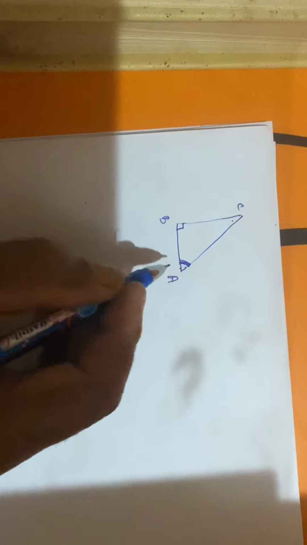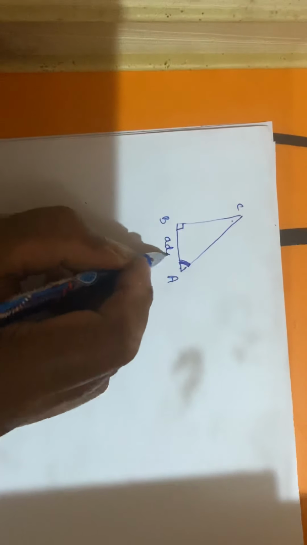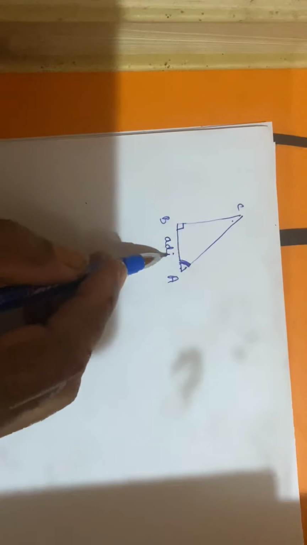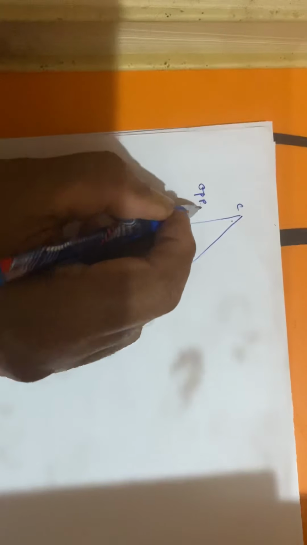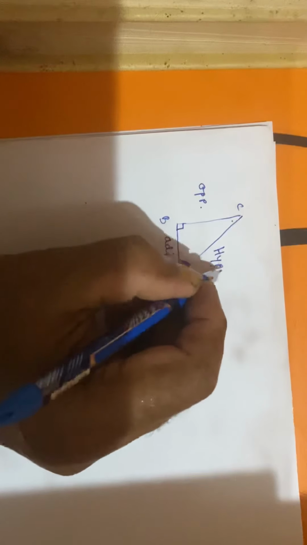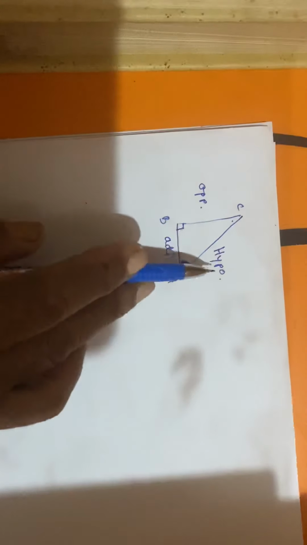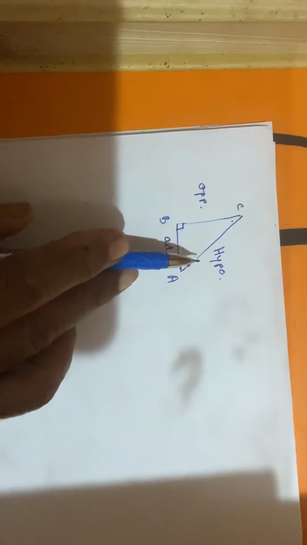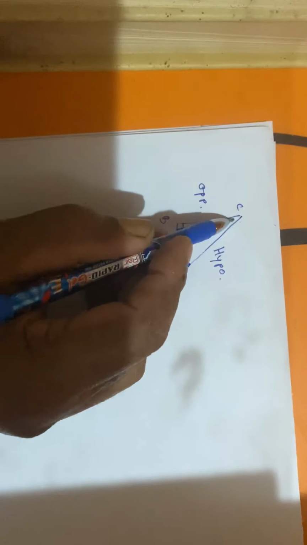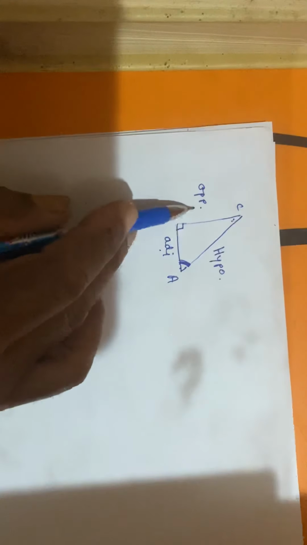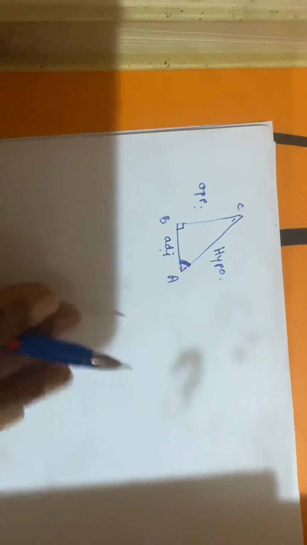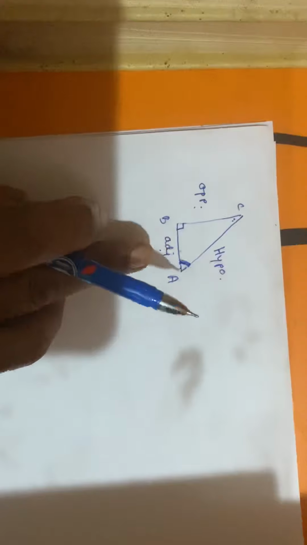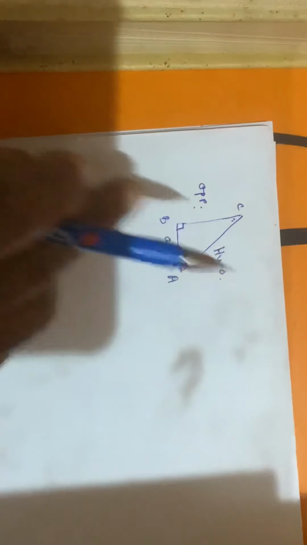If you take A, then AB is the adjacent side of the angle and BC is the opposite side, and AC is your hypotenuse. Your hypotenuse is fixed. It's the side opposite to 90 degrees. If you consider C to be the acute angle, then AB will be the opposite side and BC will be the adjacent side. So ultimately in a right triangle, we have three sides: opposite to the acute angle, adjacent to the acute angle, and hypotenuse.